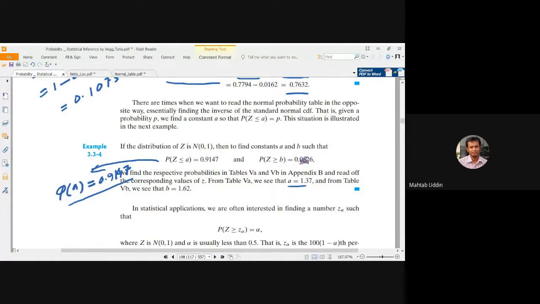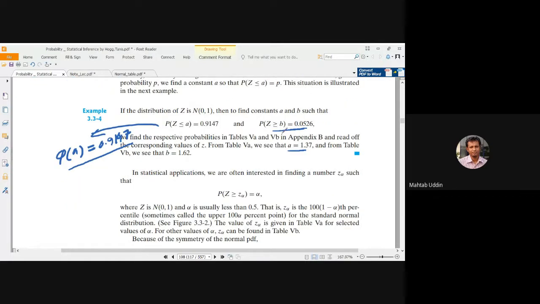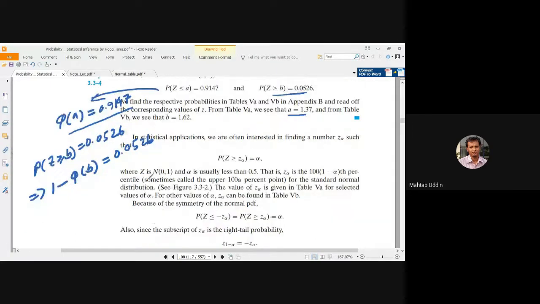But here we have to do some work first. You're given probability Z greater than or equal to b is equal to 0.0526. Then 1 minus this, so we can write phi of b, right? Then phi of b is equal to 0.9474. What is phi of b? 0.9474.